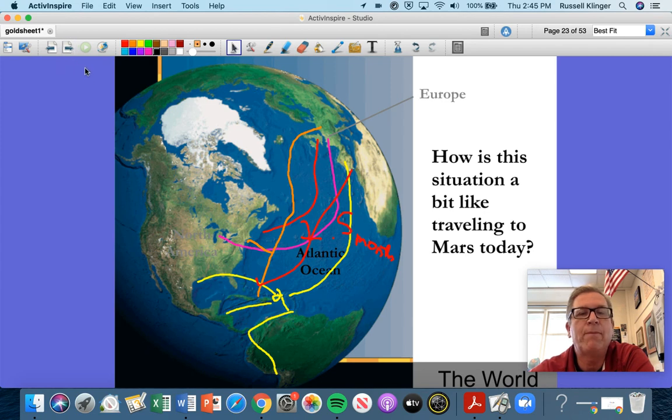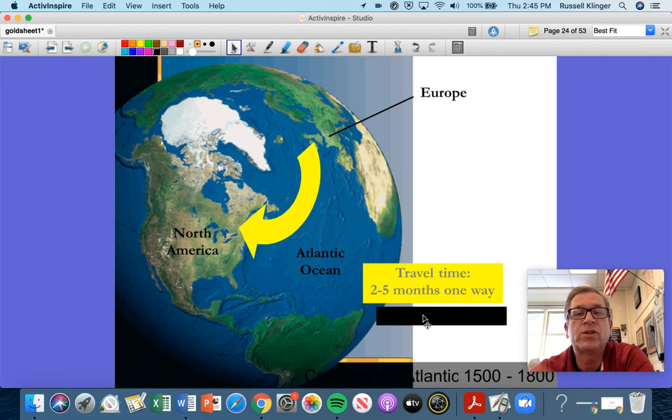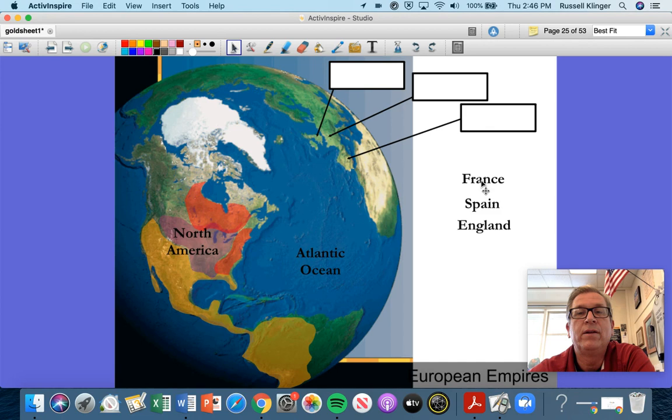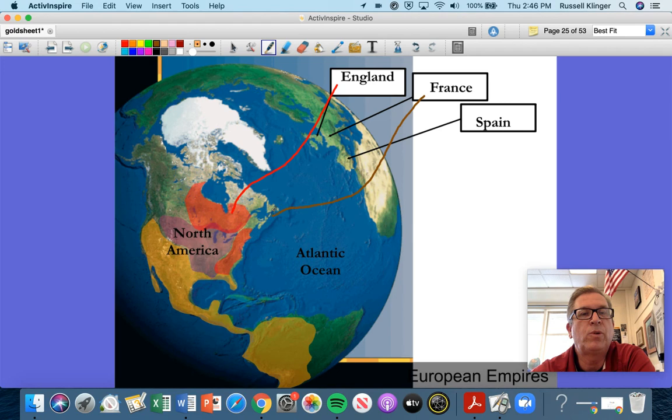So that's sort of the analogy that I'm making with you. So here we go. Travel time, 2 to 5 months one way across, and therefore that's kind of the analogy. Again, we've got several countries that are involved in populating this area. We've got the English, the French, and the Spanish. These are all the superpowers of this time frame of Europe, and they're populating and exploring these parts of North America, right? And this is the areas that they're sort of exploring into.